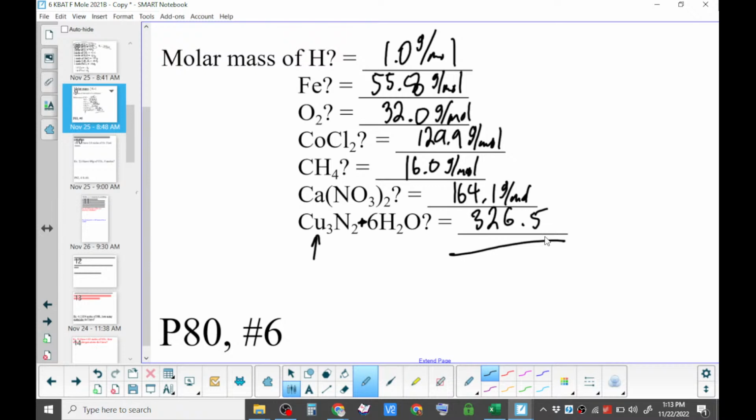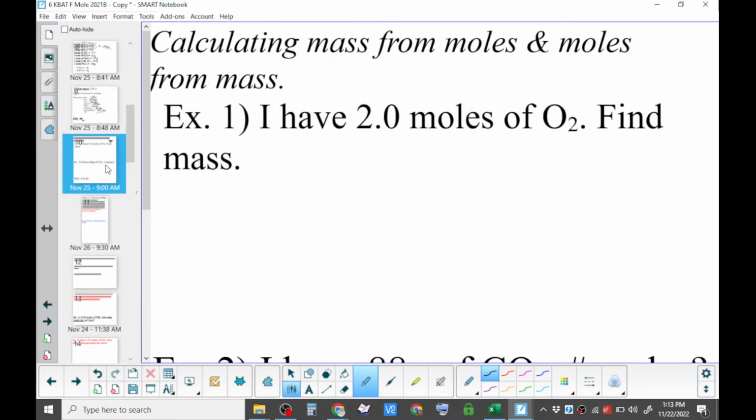Okay, we can now get these all as grams per mole. I'll update this spreadsheet soon. And now we're going to do 2 questions. I have 2 moles of oxygen gas. Now, what is the molar mass of oxygen? O2. It's 32 grams per mole.